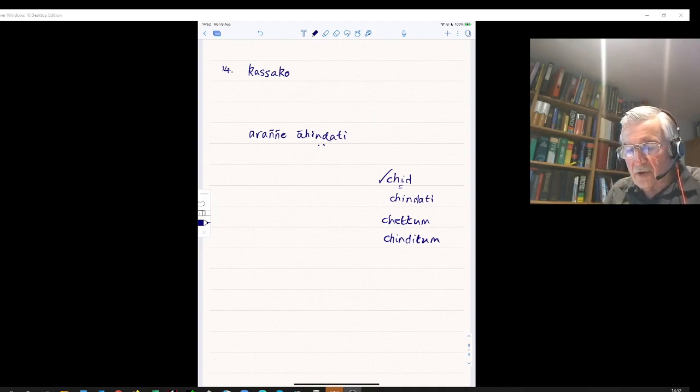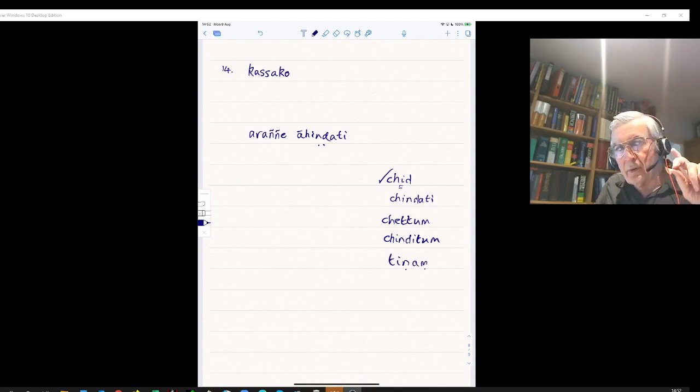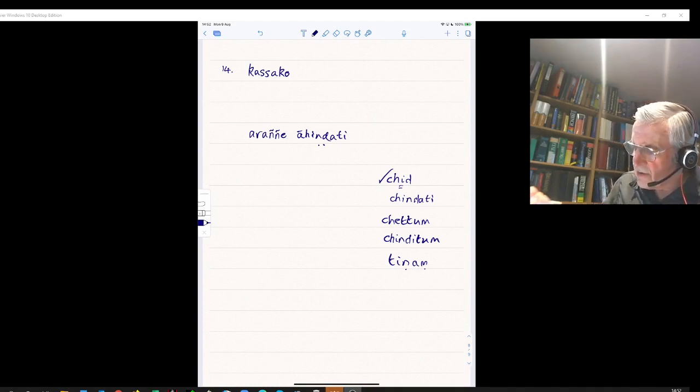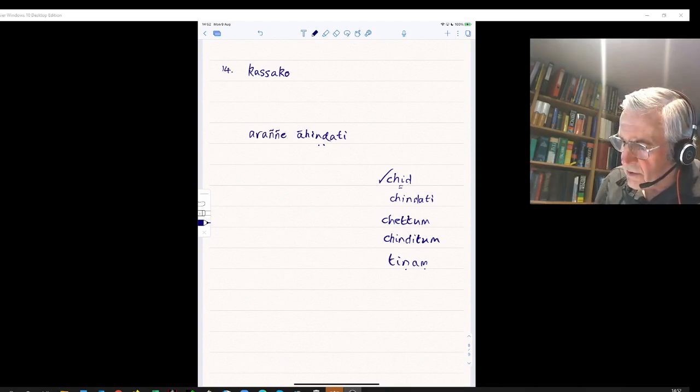So in order to cut grass, grass is tina, it's a neuter noun, tinam. If you're cutting grass, you would tend to put it in the plural. You're cutting grass for fodder, not just one bit of grass, but cutting grass generally. So you can put it in the plural, tinani chinditum. So the farmer, kasako aranye ahindati. So in order to cut grass would be tinani chinditum.